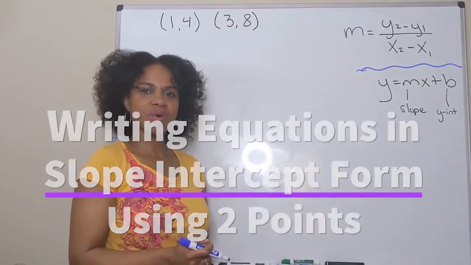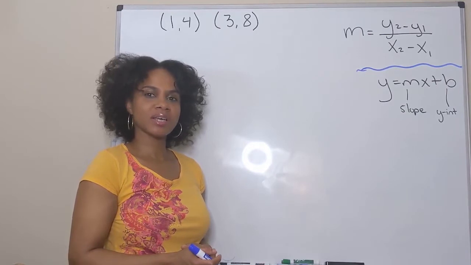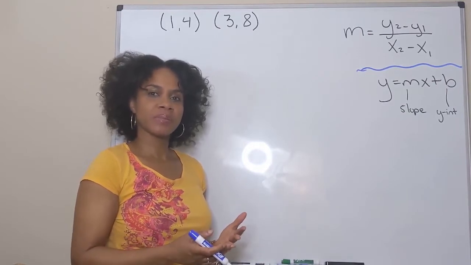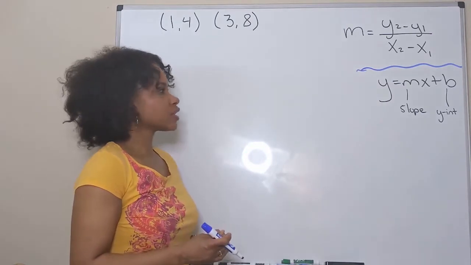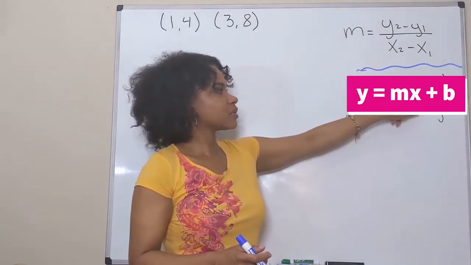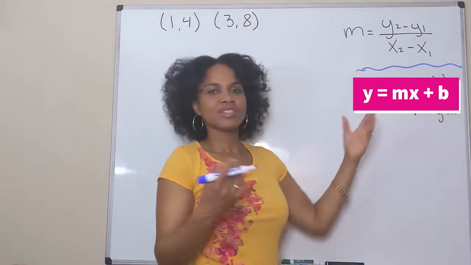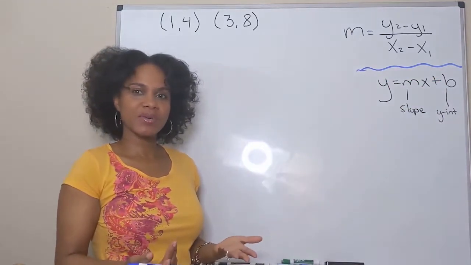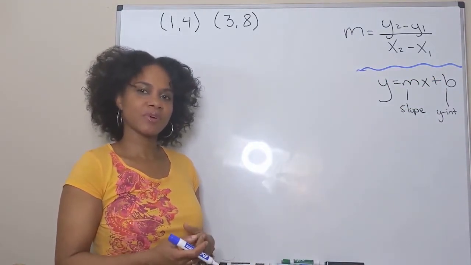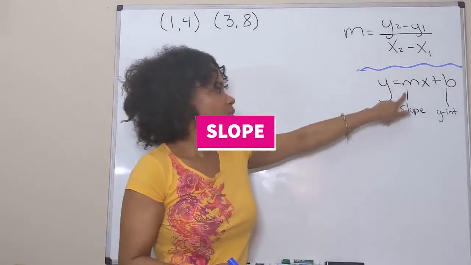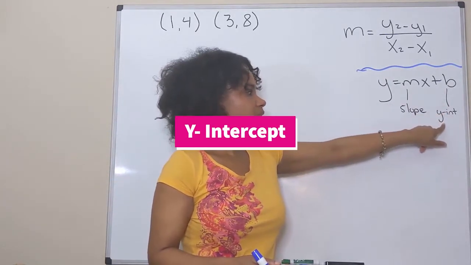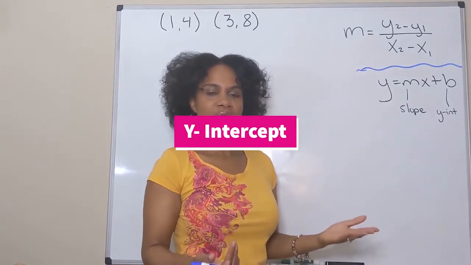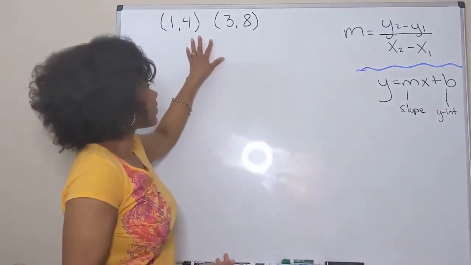Okay, so in this video, we're going to learn how to write an equation in slope-intercept form by using two ordered pairs. Now remember, slope-intercept form is y equals mx plus b. So what two things do we need to write an equation in slope-intercept form? Well, we need a slope, which is our m, and we need a y-intercept, which is our b. And so when we have two ordered pairs, what can we find?